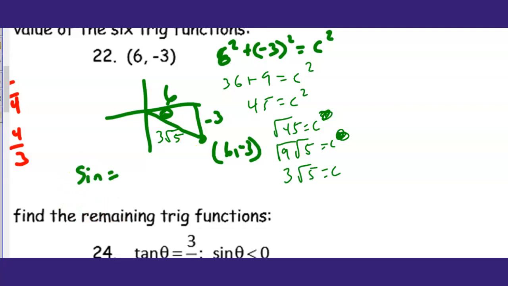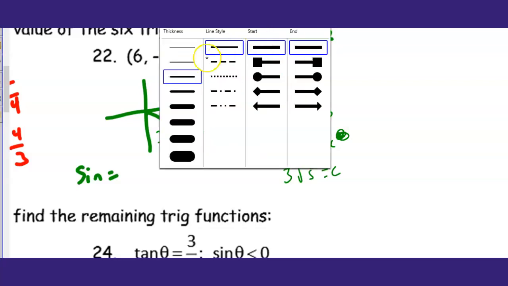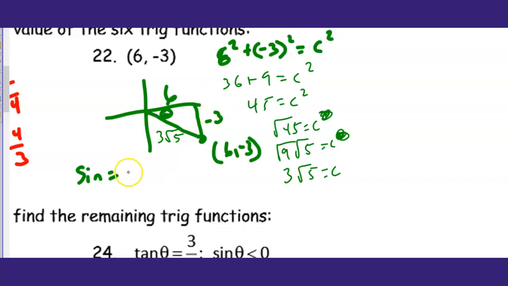Sine. Sine is going to be, actually, let's use another color. Sine is going to be opposite over hypotenuse. Now, see those 3's? They cancel. So negative 1 over radical 5, which we need to rationalize. Move the radical to the top. Leave the number at the bottom. Negative square root of 5 over 5.